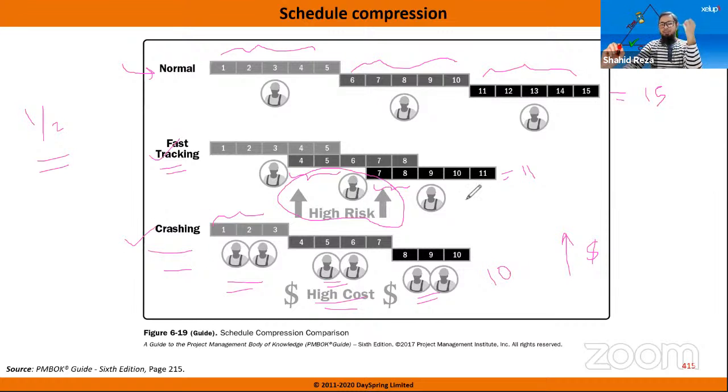So this way, fast tracking or crashing can help us to compress our schedule. But please remember, fast tracking is associated with high risk, and crashing increases the cost of the project. Which one you will use, you have to decide based on your situation and based on your sponsor's or stakeholders' approval.